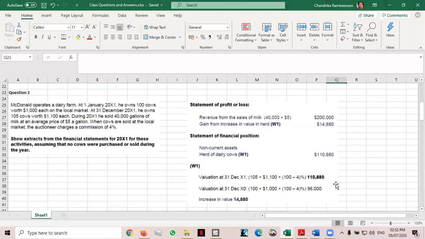In fact, you can convert this and ask your friends in the form of a riddle. A farmer had 100 cows at the start. The farmer had 105 cows at the end. The farmer didn't buy or sell any new cows. How did the increase occur?